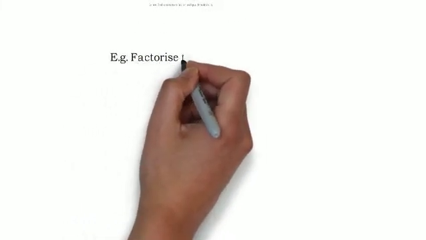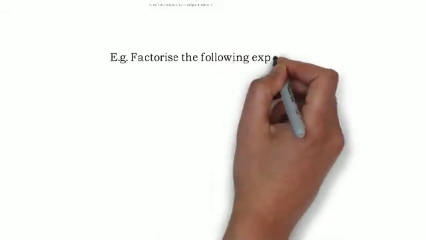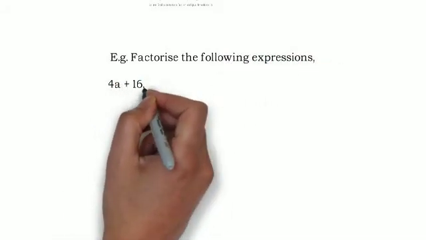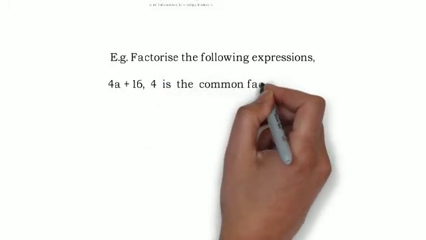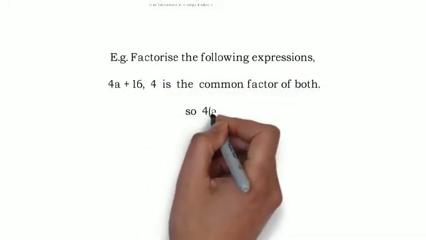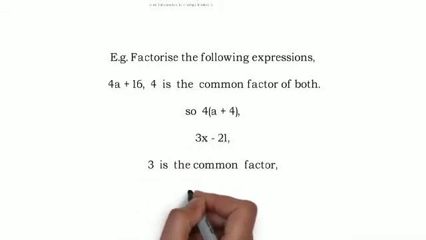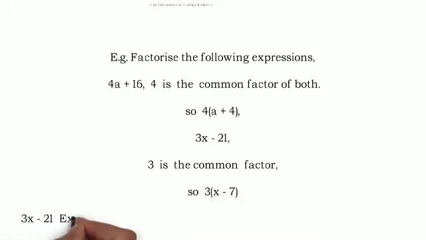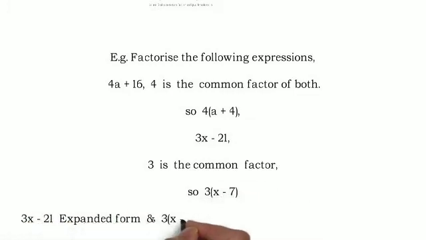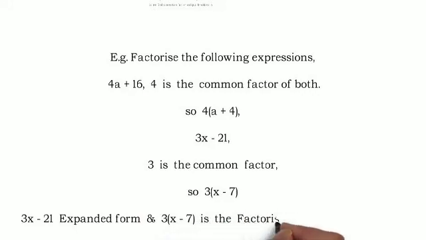For example, if you're going to factorise an expression like 4a plus 16, the common factor is 4, the highest common factor. So we've got 4 bracket a plus 4. In 3x minus 21, 3 is the highest common factor, so it becomes 3 bracket x minus 7. Therefore, 3x minus 21 is the expanded form, and 3 bracket x minus 7 is the factorised form of that expression. You can multiply one out to get the other.